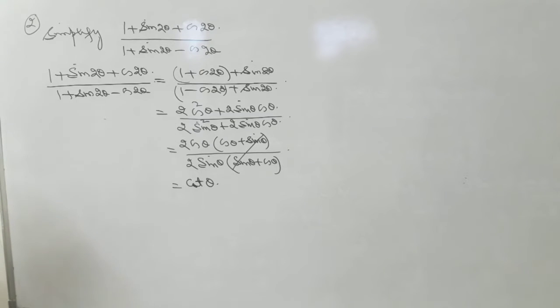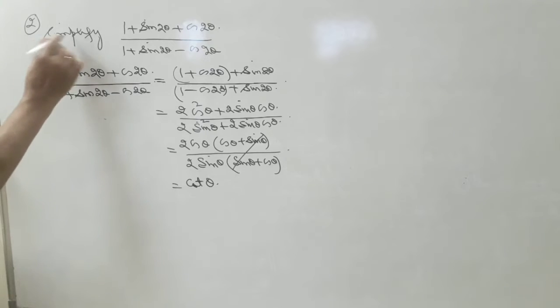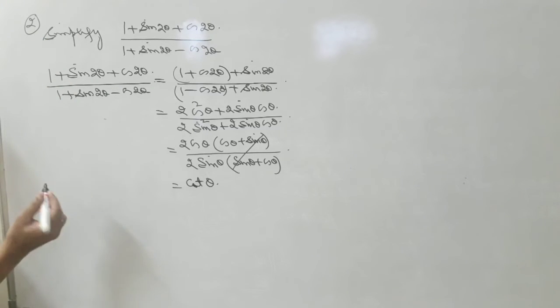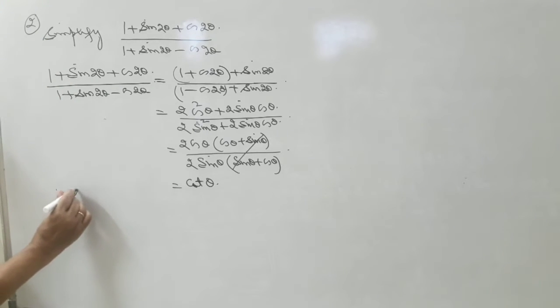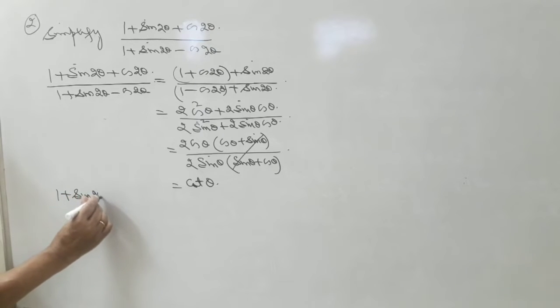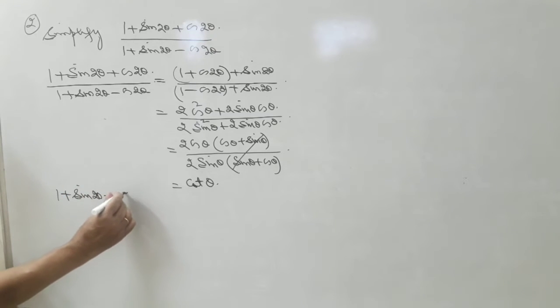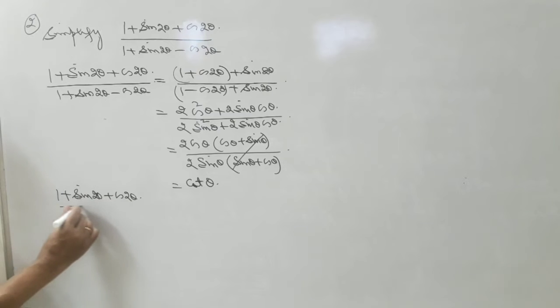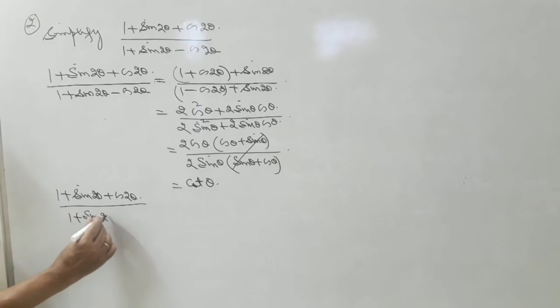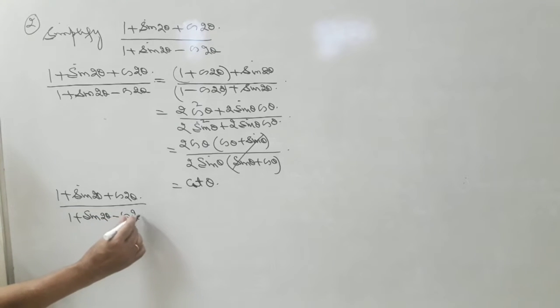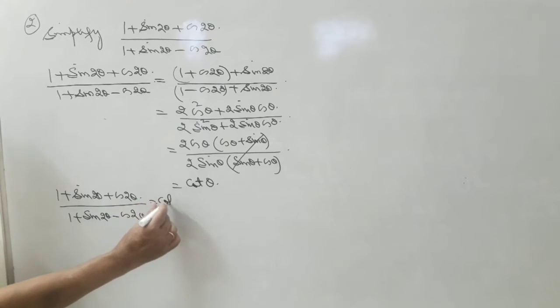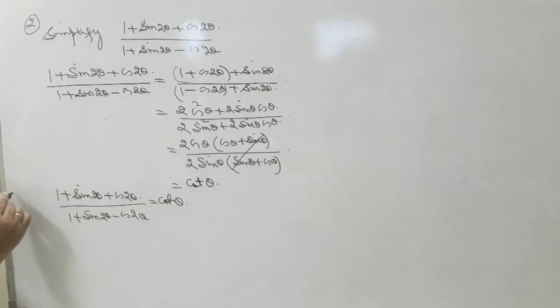Check it out. So this very question can also be written like this: 1 plus sin 2 theta plus cos 2 theta upon 1 plus sin 2 theta minus cos 2 theta is equal to cot theta. He can say like this, prove that.